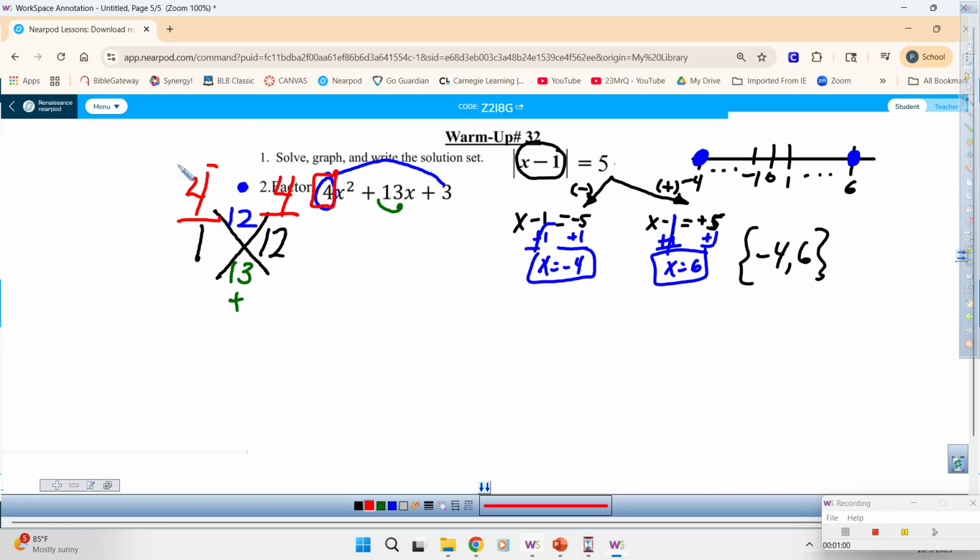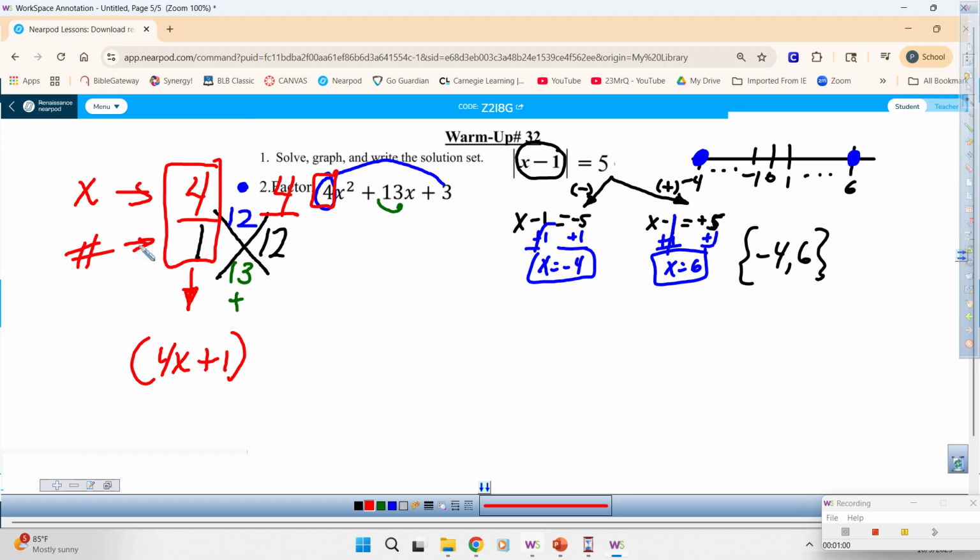So question, can I simplify this fraction anymore? No. It's already in simplest terms, so my factor for that one is 4x plus 1. We know that this is for the x, and this is for the number. Next, can we simplify this fraction anymore? Yeah, divide by 4, right? So we end up with 1 over 3. So what is my factor for that one? X plus 3. These are my factors. We good? Yes, Mr. Q, I love these. All right, good.